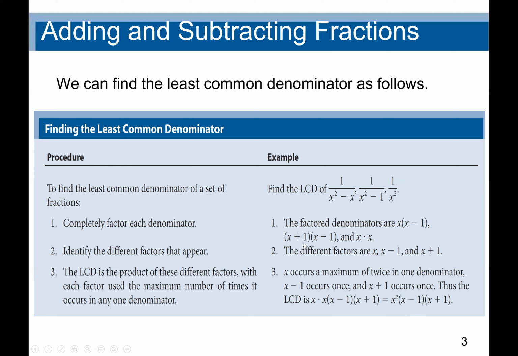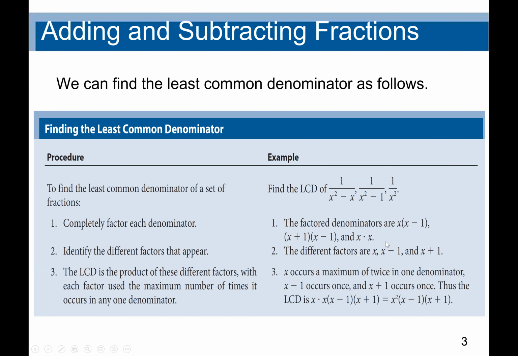We have x, we have x plus 1, we have x minus 1. Then x occurs a maximum of twice in one denominator. And x minus 1 occurs only once, and x plus 1 occurs only once. But we have two x's because x occurs a maximum of twice. You can see x squared is xx. So we multiply everything, and that will be our least common denominator.